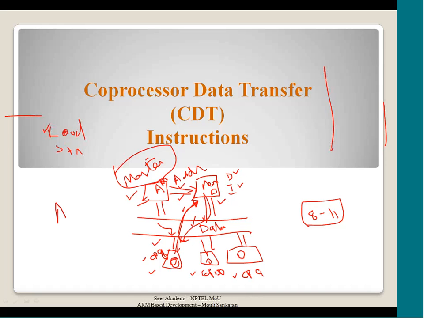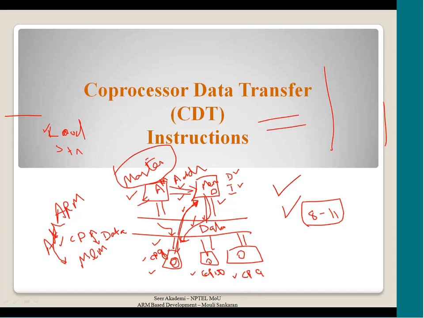Who are the parties? ARM, one of the coprocessors, and memory. So when any data needs to be transferred between coprocessor and memory, ARM provides the address and the coprocessor provides the data or accepts the data. You should understand this concept very well, otherwise the rest of the session will become irrelevant. So it is a data transfer between coprocessor and memory, but the address is provided by the ARM.